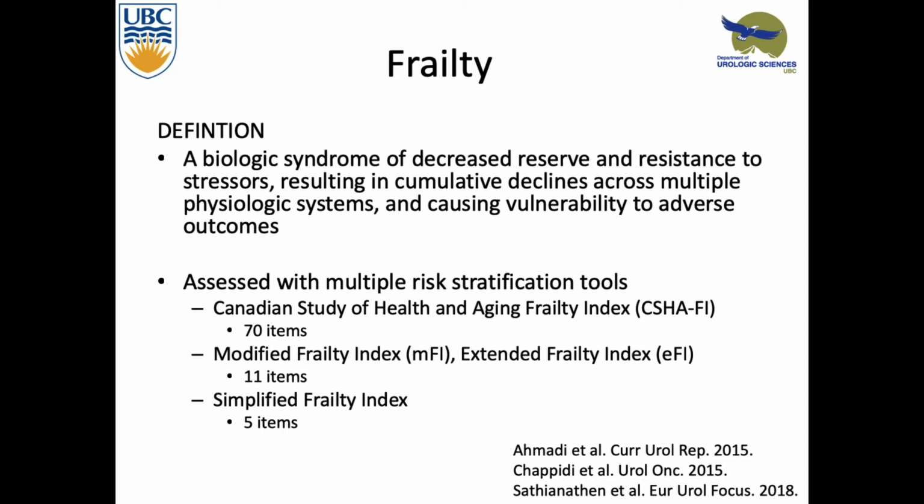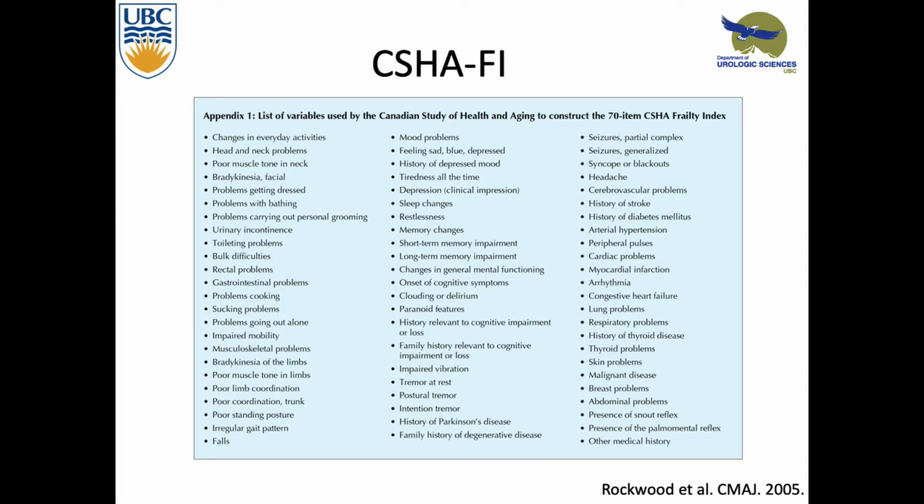One of the best ones that was actually developed in Canada is the Canadian Study of Health and Aging Frailty Index. 70 items, we'll look at it. It's kind of complex. You're probably not going to use it in your clinic. There's a modified frailty index, extended frailty index, simplified frailty index. Studies have looked at these and found that they're actually pretty similar. A 5-item frailty index almost predicts as well as the 70-item one.